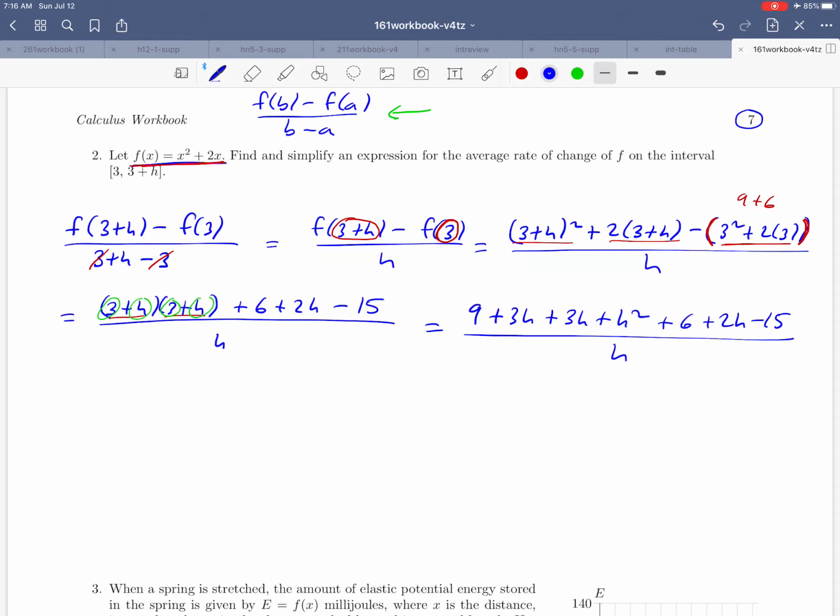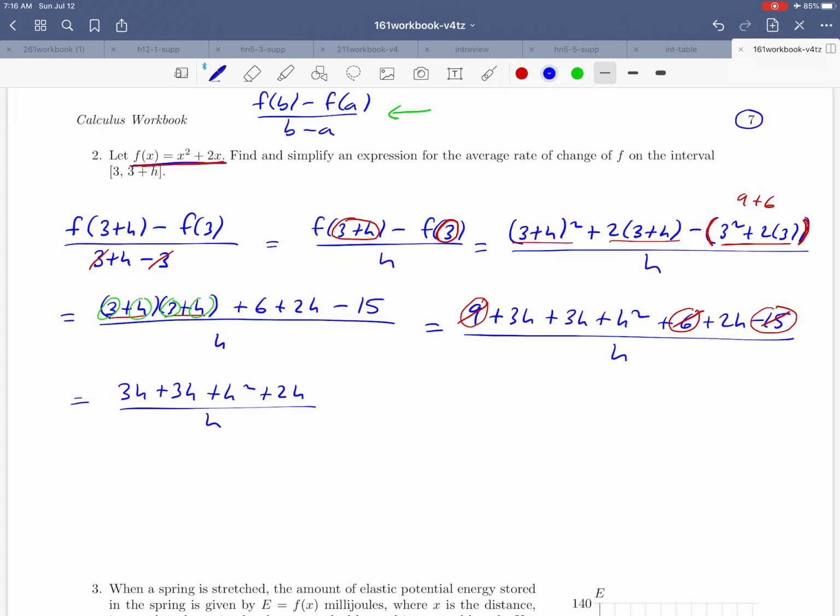Let's see. Do you see any like terms? Any nice things that happen here? One thing I notice is that we've got a 9 plus a 6. That's a 15. And then we've got a minus 15 over here. Those numbers just cancel out. So if we rewrite this, we've got it down to 3h plus h squared plus 2h.